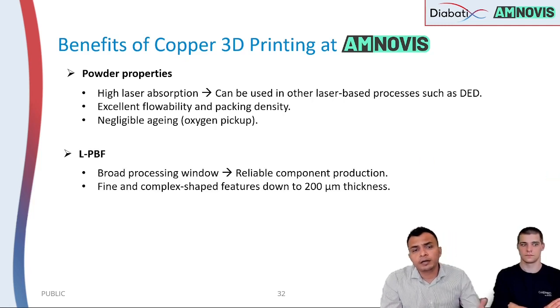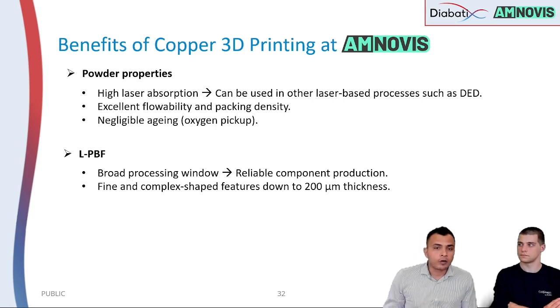The second category is that we have a broader processing window. Even if we print today or after 1 month or even after 6 months with the same powder, you can expect reproducible and trustworthy results for your parts. And because we use lower powers relative to others, it gives us the opportunity to go down to 200 micron feature size, and that can also be tuned to the application that is necessary.